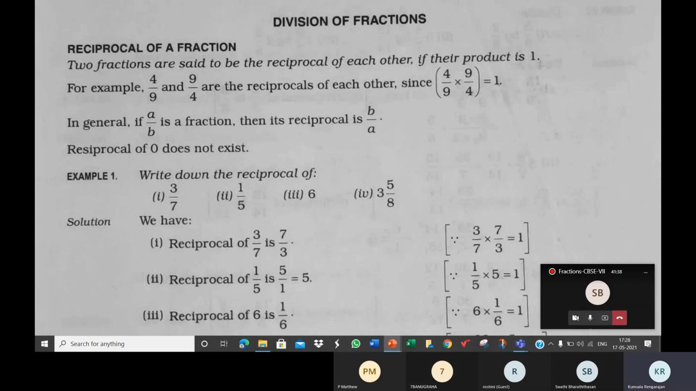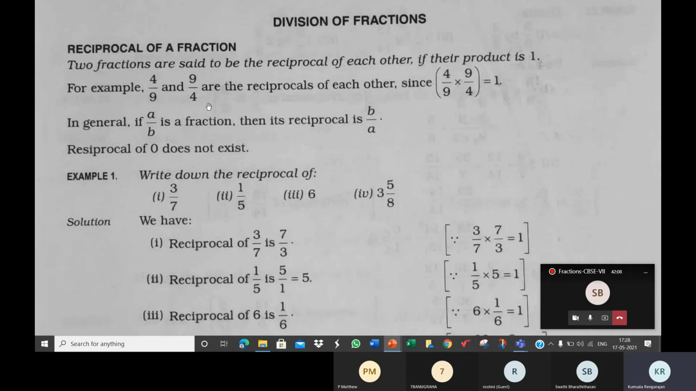Now, why is minus 6 by 5 the reciprocal of minus 5 by 6? Because their product is 1. Because minus 5 by 6 into minus 6 by 5 is 1. When you multiply a fraction and its reciprocal, their product will be 1.